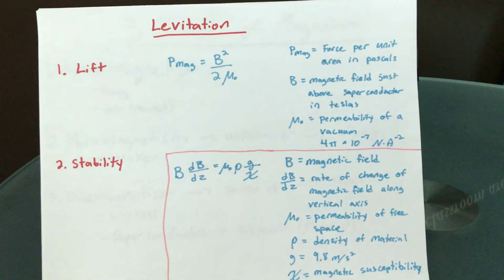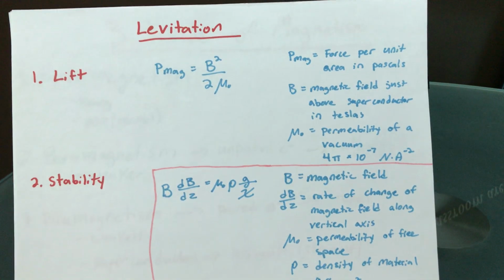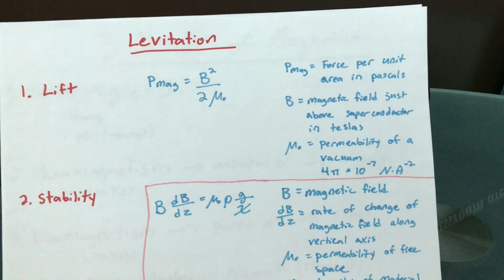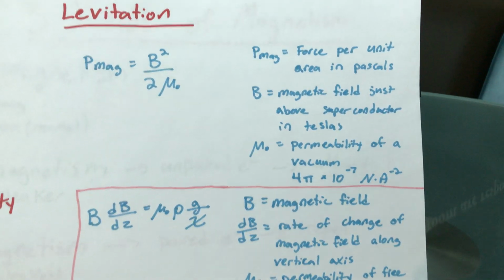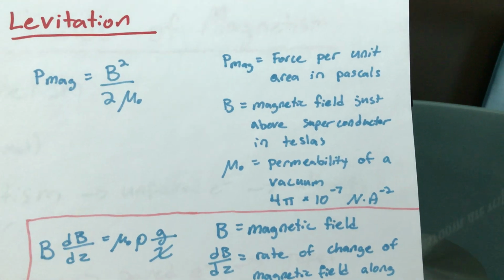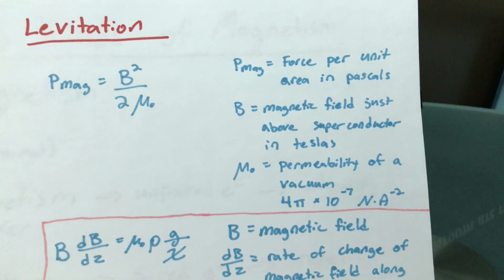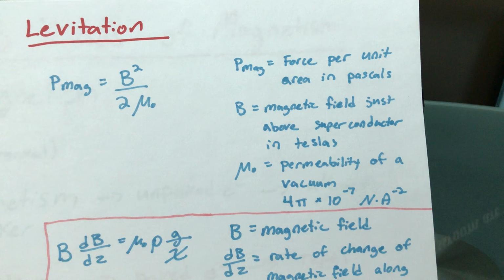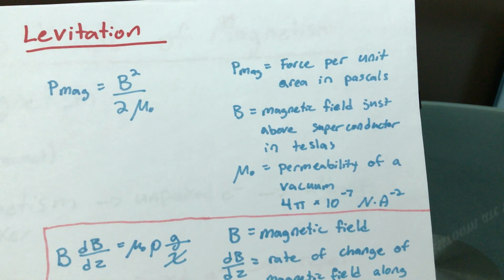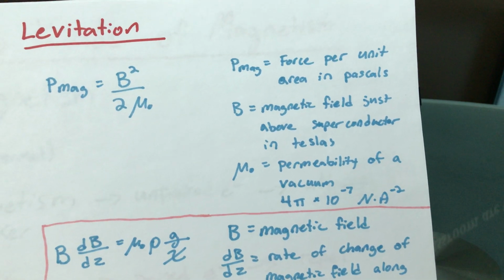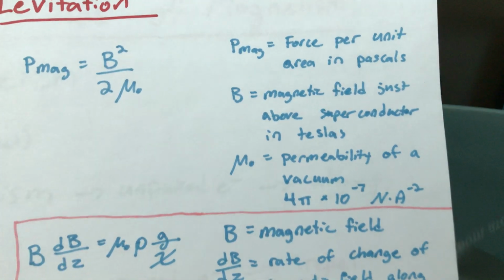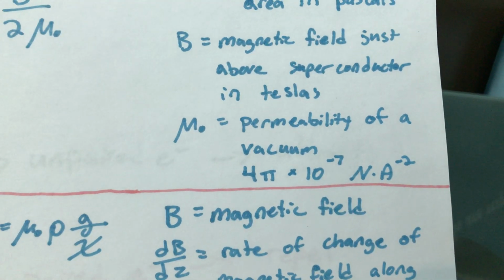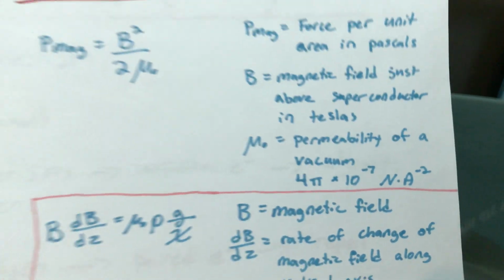First is lift. For lift, we have an equation. It's P mag equals B squared divided by 2 times mu naught. And over on the right hand side, we have a little translation. So P mag is the force per unit area in pascals. B is the magnetic field just above a superconductor in Teslas. And mu naught is the permeability of a vacuum, and it's an official number. It's 4 pi times 10 to the negative 7.